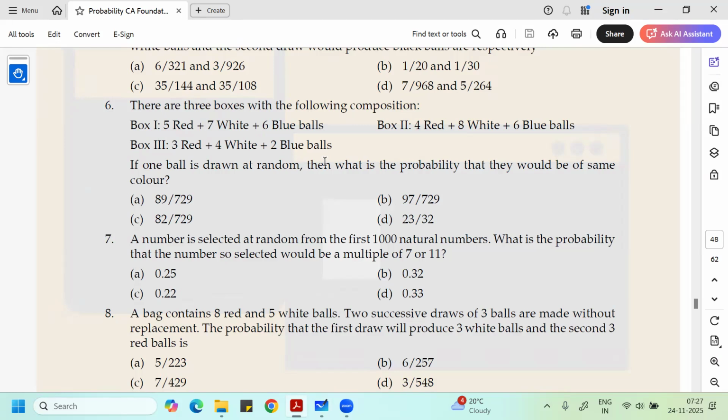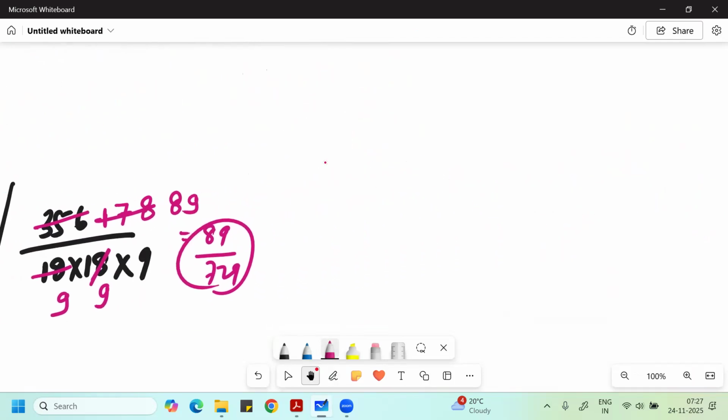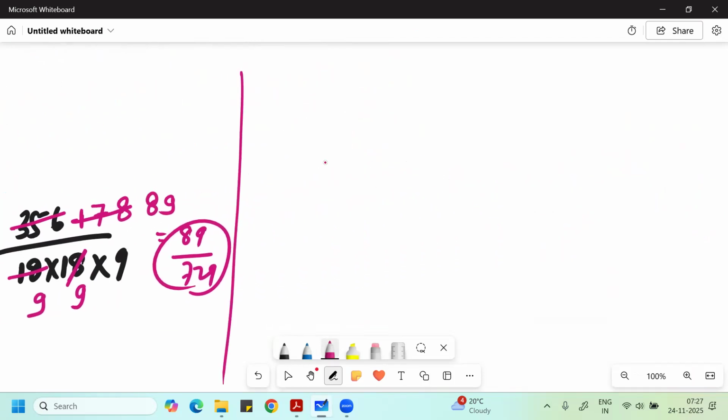Okay. Seventh one: a number is selected at random from the first thousand natural numbers. What is the probability that the number selected will be a multiple of 7 or 11? So from the first thousand natural numbers, you're selecting a number.